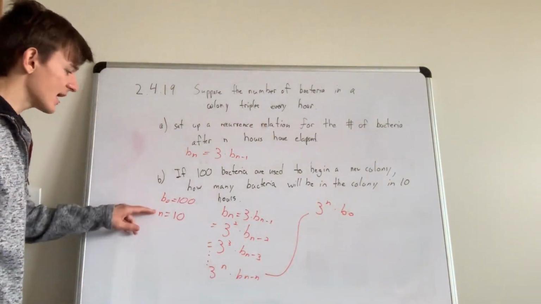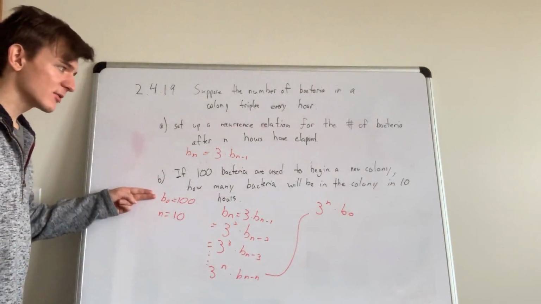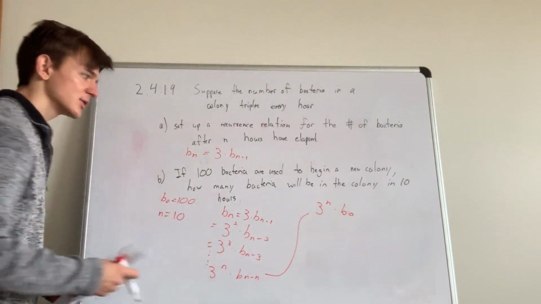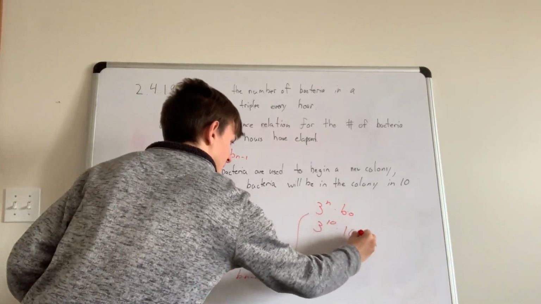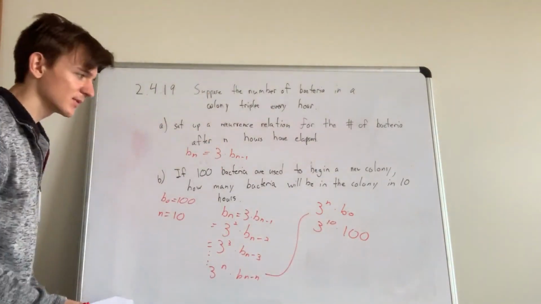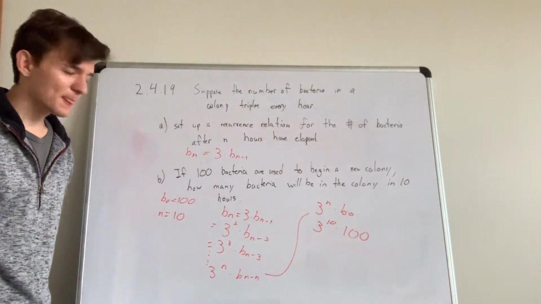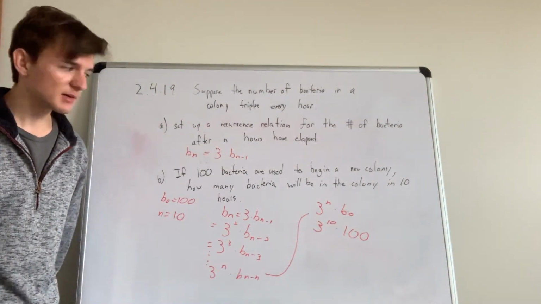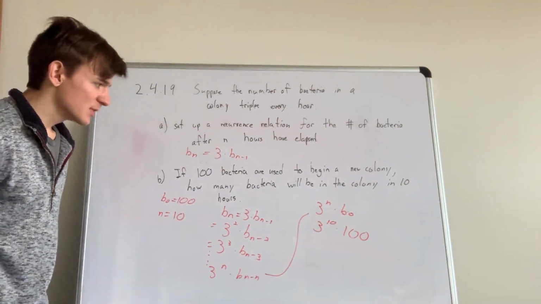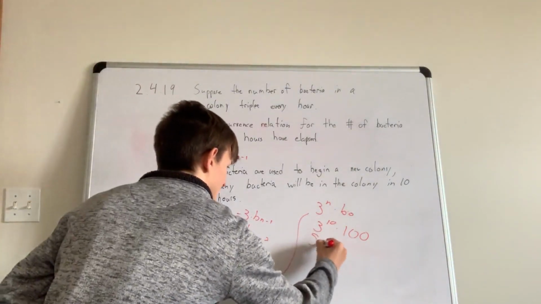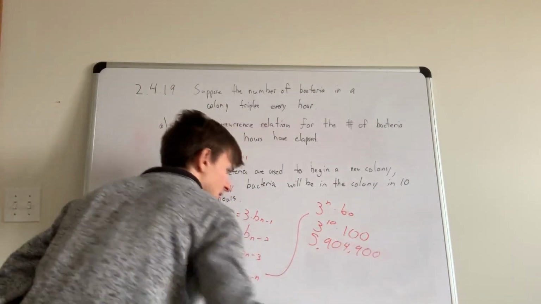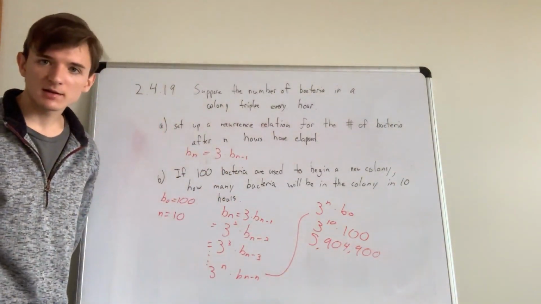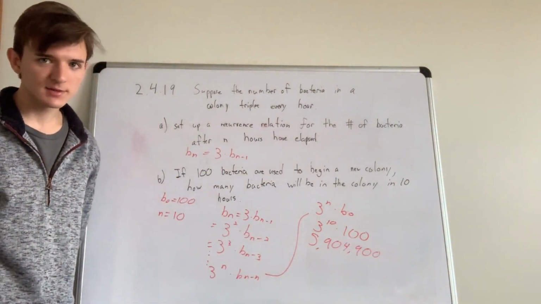Right, so we're given that n is 10 and b of 0 is 100. So 3 to the power of 10 times 100, we plug in the values, and what does that look like? Well, doing the math completely in my head, that would just become 5,904,900 bacteria, which will have developed in the colony after 10 hours.